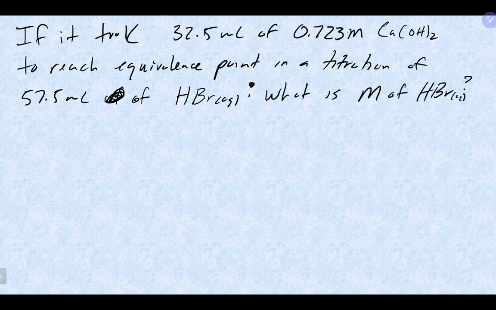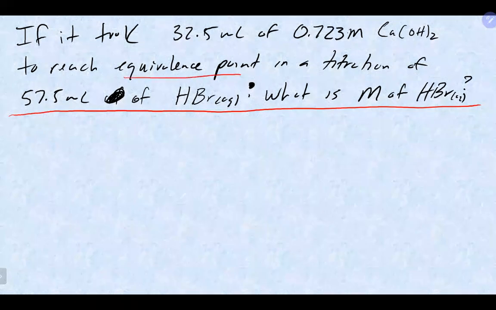All right, so take a couple minutes, follow the steps that we've been doing. You can consider calcium hydroxide for this example a strong base, and HBr is a strong acid. So follow the steps. In this case, we're actually looking for the molarity. So obviously this is a titration problem. We're looking to reach the equivalence point where the moles of the acid really equal the moles of the base.